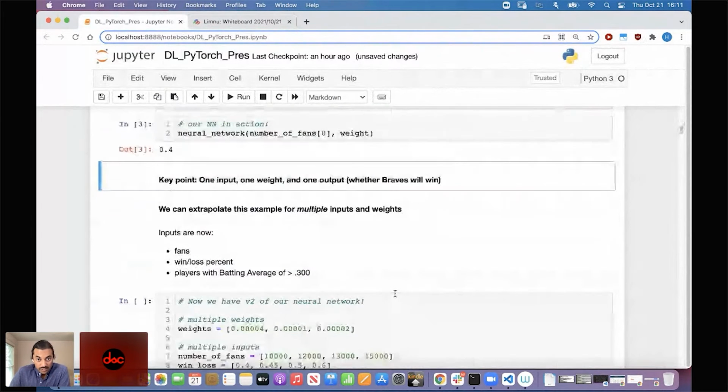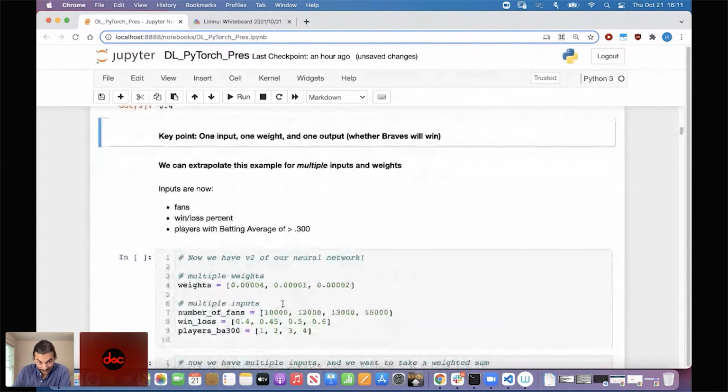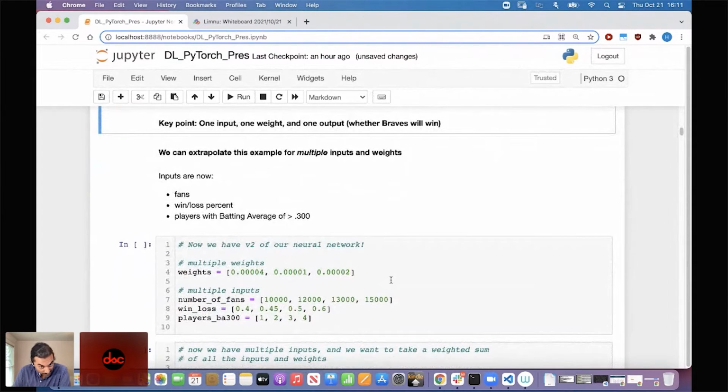However, we're a little bit more complicated than that, right? It's not just fans in the stadium. Maybe we can add some more inputs. Maybe we can add the win-loss percentage for the last 4 years, and maybe also players with a batting average of 300 or greater. So let's incorporate these extra inputs into version 2 of our neural network. Now we have multiple inputs and multiple weights.